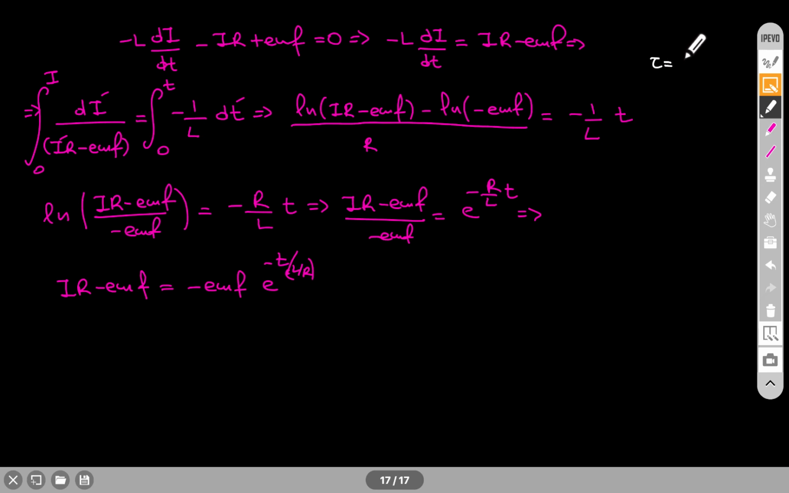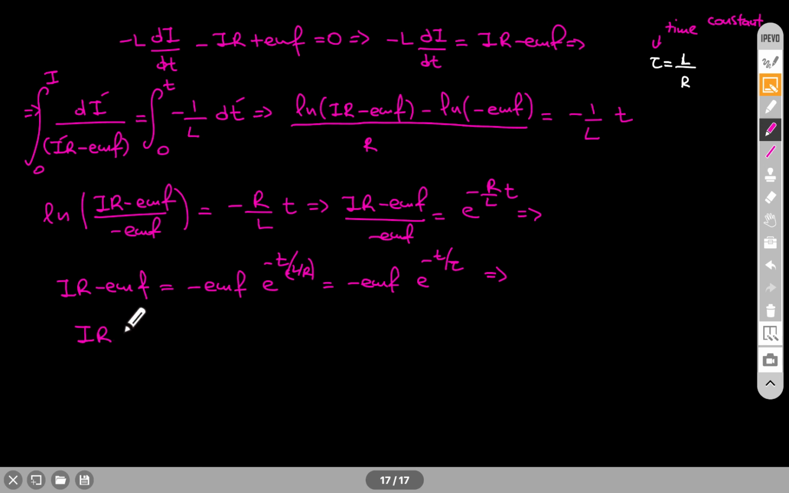L over R, that's your time constant for the RL circuit. So we had RC for the time constant for RC circuits; here for RL circuits it's L over R. This is the time constant. So I can write this as minus EMF times E to the minus T divided by my time constant. And now I can move this term to the other side.